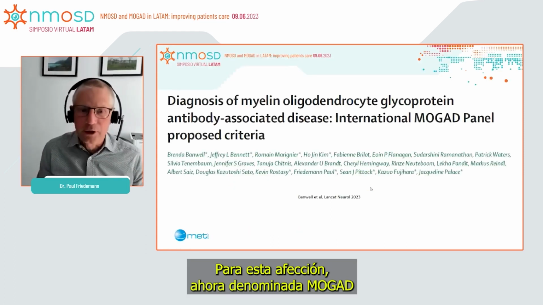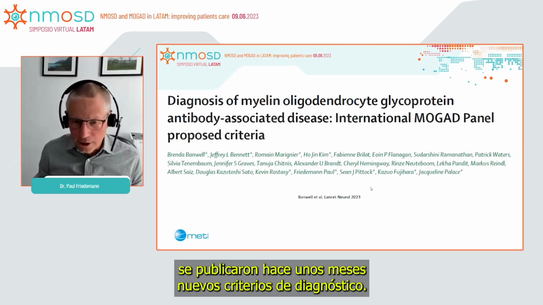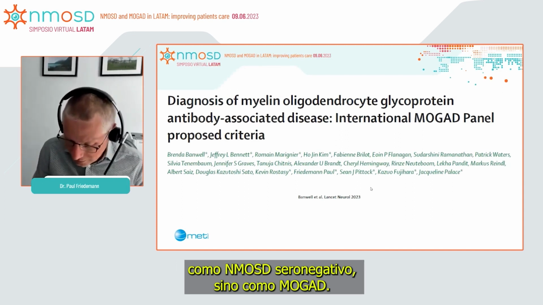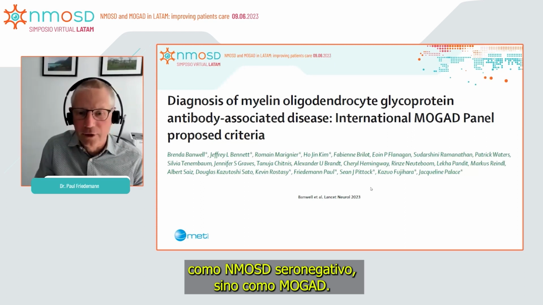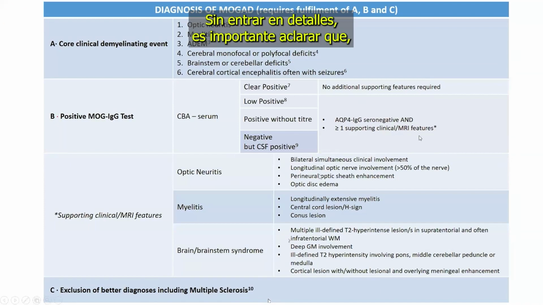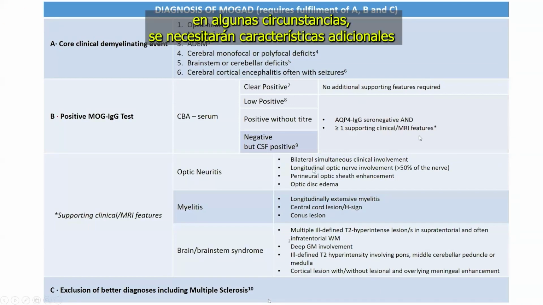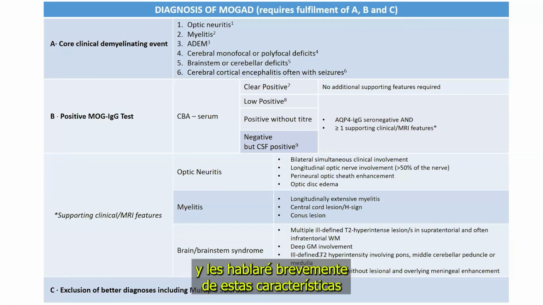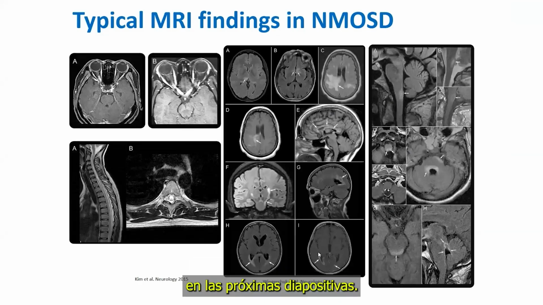And for this condition, now called MOGAD, new diagnostic criteria have been published a few months ago. And this is a disease that should no longer be diagnosed as seronegative NMOSD, but as MOGAD. You can see the key criteria here without going into detail. It's important that in some circumstances, you need additional MRI features to make the diagnosis, and I'll briefly walk you through these features in the next couple of slides.